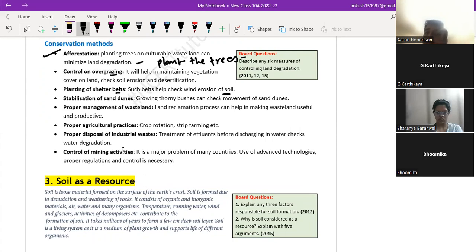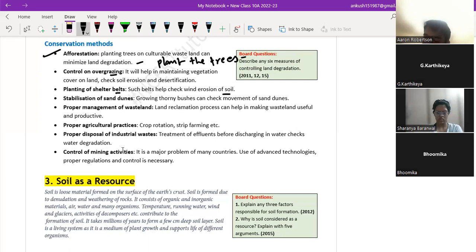Proper management of wasteland. How can we manage the wasteland? We can afforest it, we can reserve it for several years so that it can grow some vegetation. Land reclamation can help in making wasteland useful and productive. Reclamation means that we give it time to recover its fertility, to gain its fertility again. Proper agricultural practices like crop rotation and strip farming, and many other things, ensure the land does not lose its fertility.